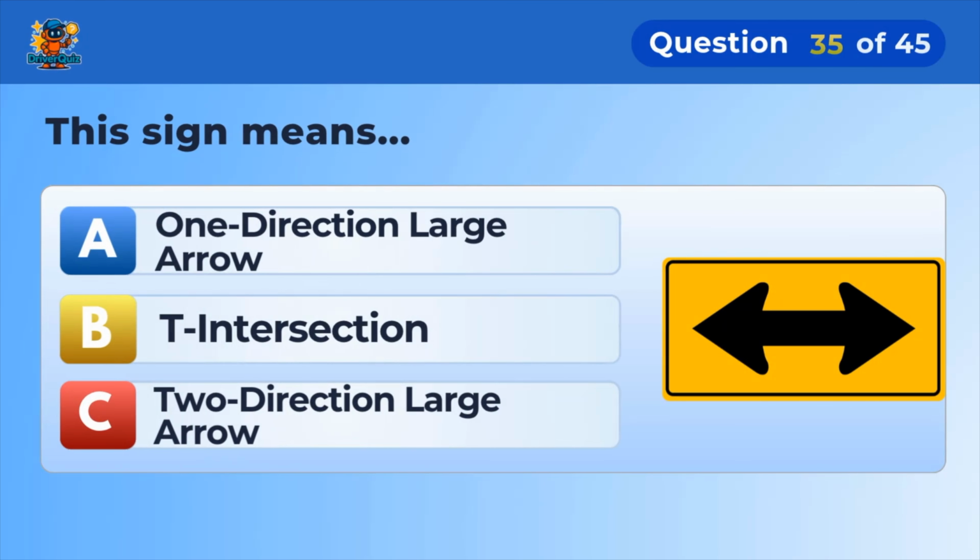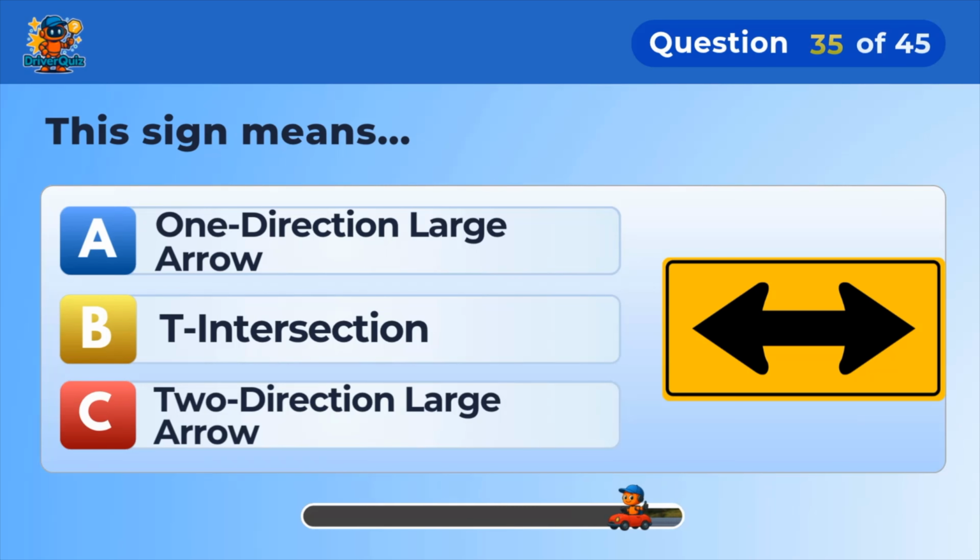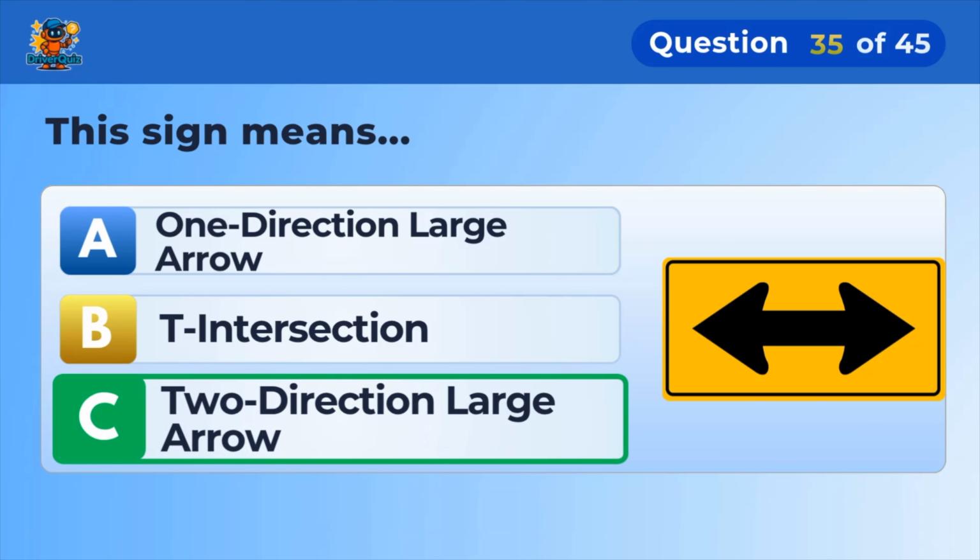Question 35. This sign means A. One direction large arrow. B. T intersection. C. Two direction large arrow. And the answer is two direction large arrow.